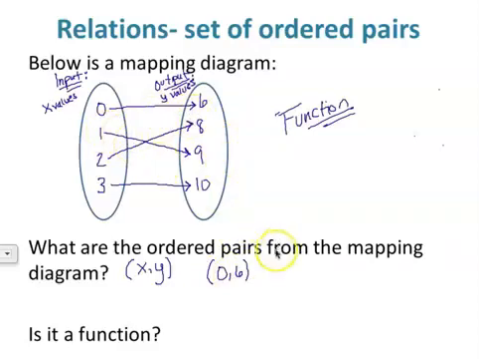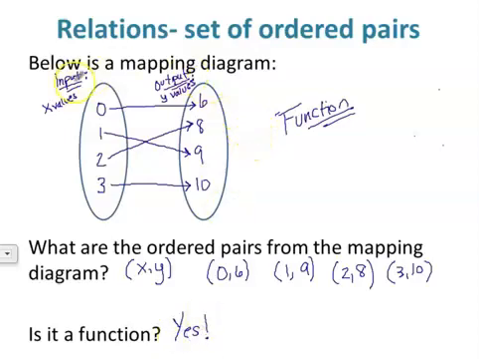Our next point: 1 is related to 9, so the input 1 has an output of 9. And then we keep going. 2 has an output of 8, and 3 has an output of 10. You can see that each of our x values has one and only one specific output, so we already identified that yes, this is in fact a function.